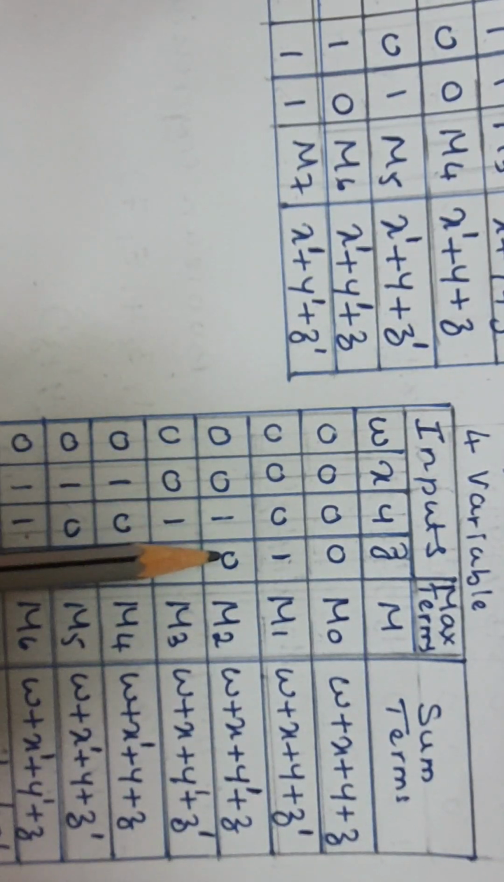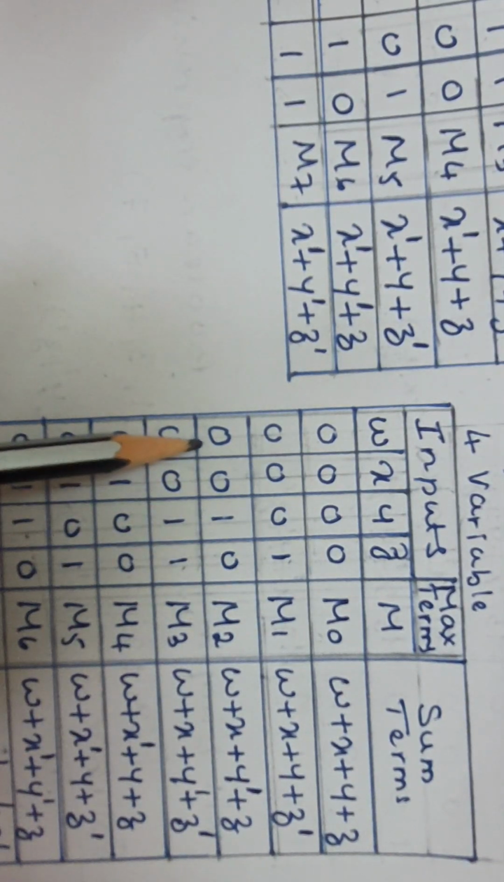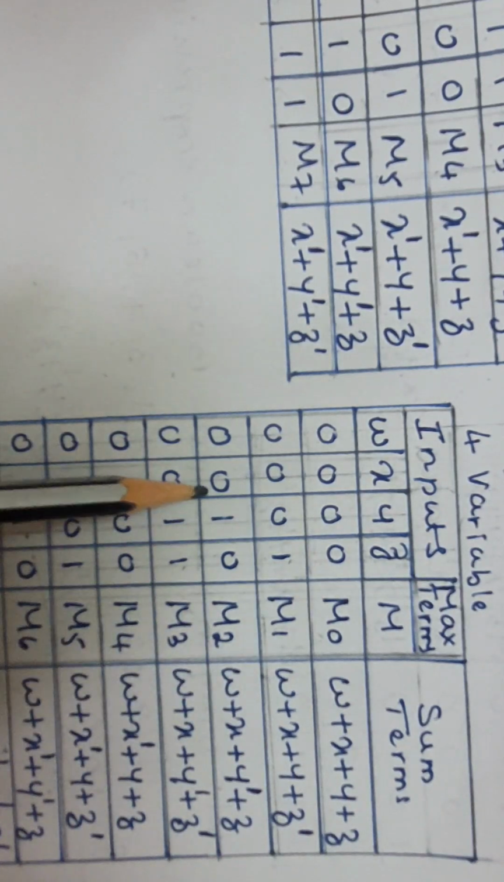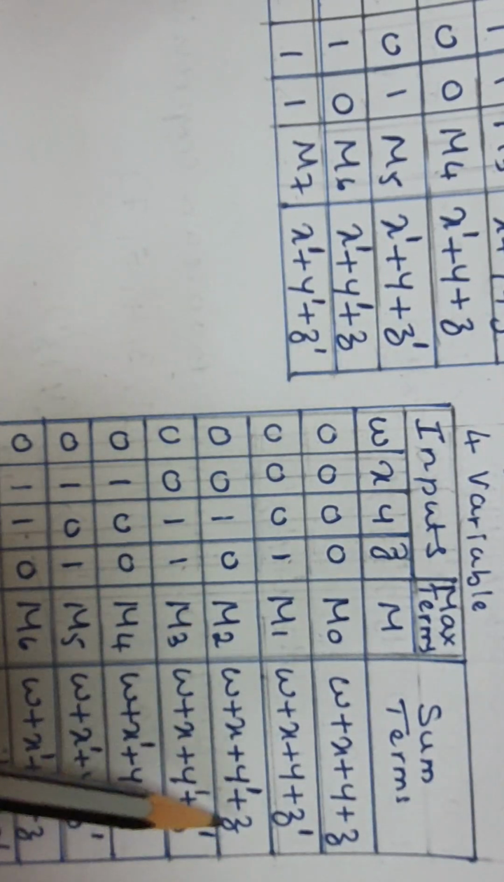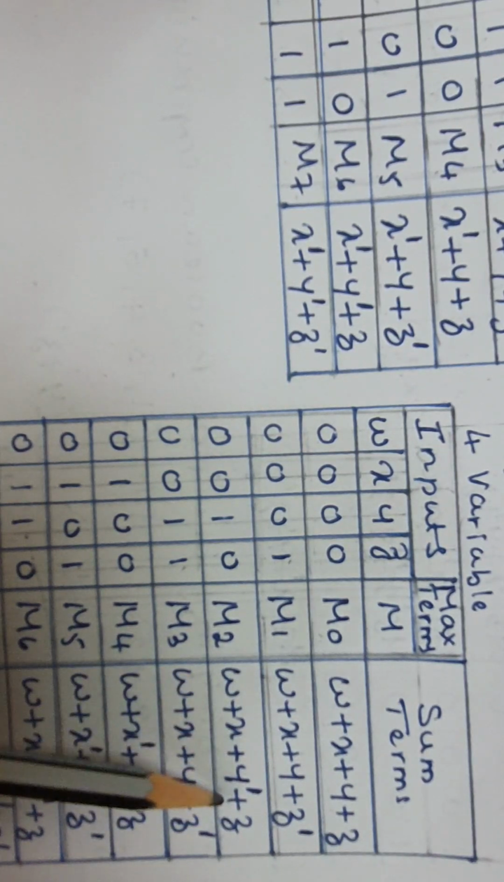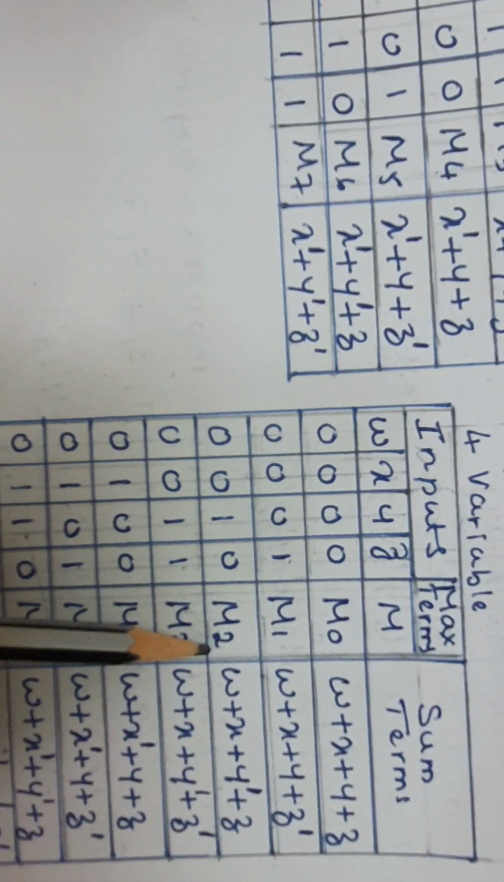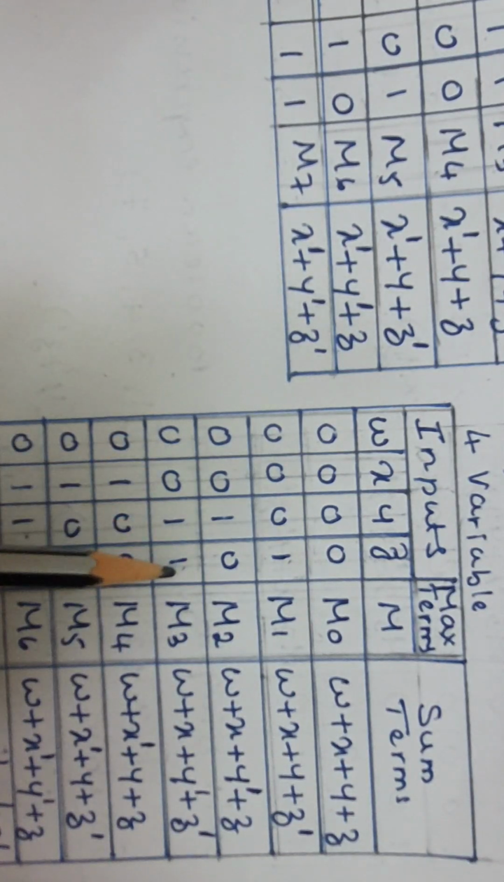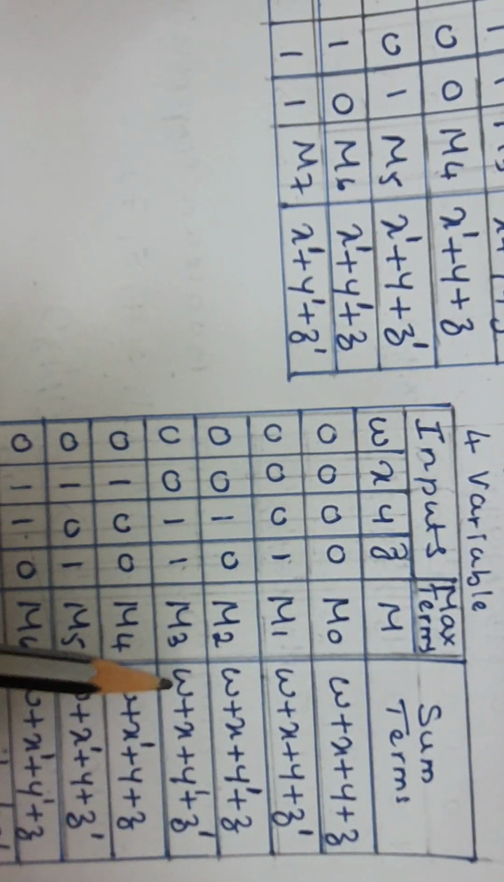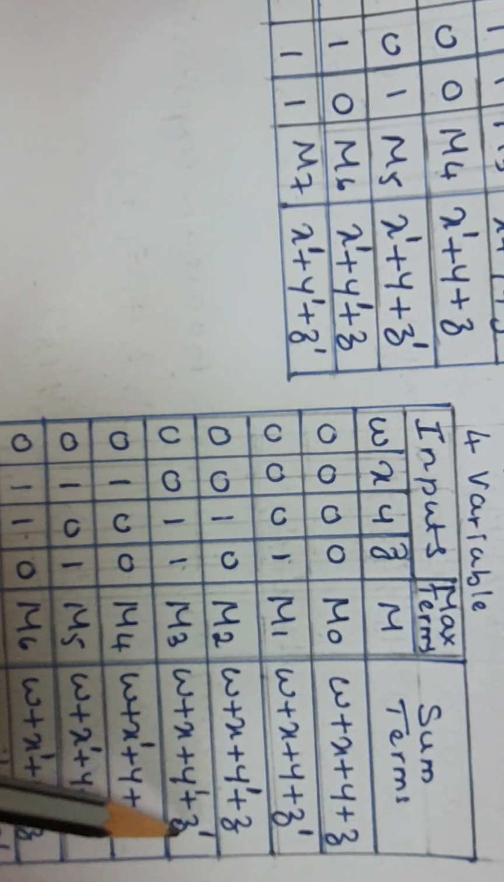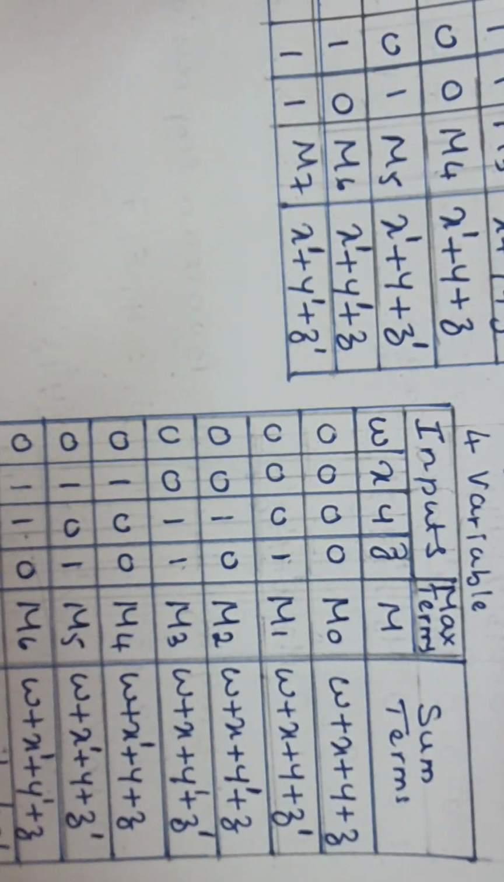Then 0, 0, 1, 0 if the input condition is there. So w is 0 means w, x is 0, so x, y is 1, so y dash, z is 0, so z in between plus sign. So w plus x plus y dash plus z forms m2. Next 0, 0, 1, 1 means w is 0, so w, x is 0, so x, but y is 1, y dash, z is 1, z dash. W plus x plus y dash plus z dash forms m3, right?